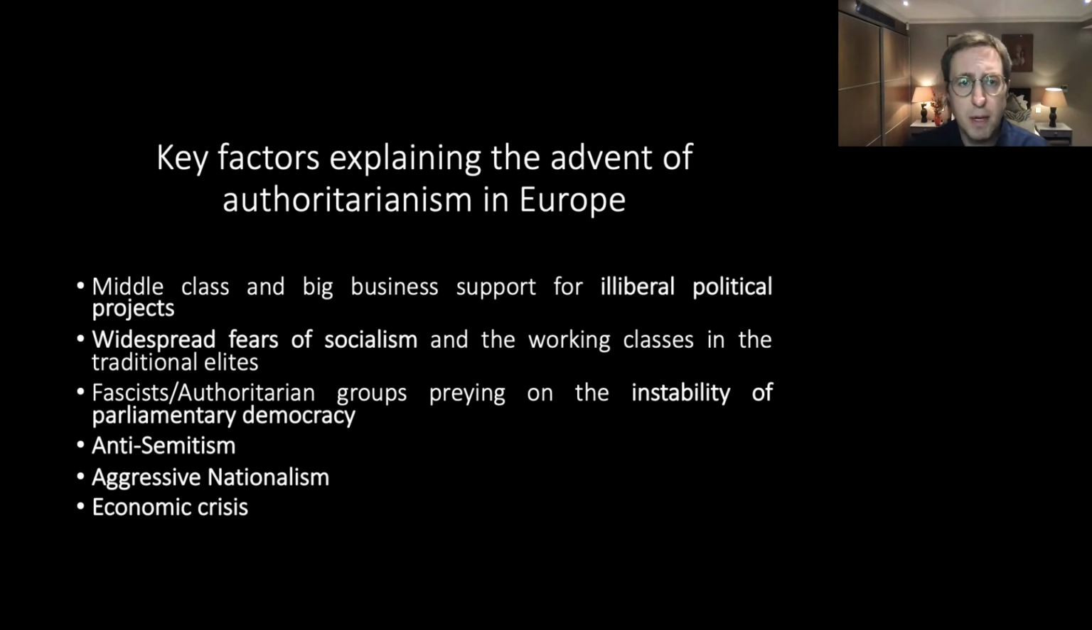Other factors also explain the rise of authoritarianism in Europe. Anti-Semitism. It exists in Europe before the 1920s and 1930s, but then it becomes particularly accentuated in places like Italy and Germany. The idea that, quote unquote, the Jews are to be blamed for our economic hardships takes foothold in these societies. Aggressive nationalism, and last but not least, the economic crisis that I spoke about.